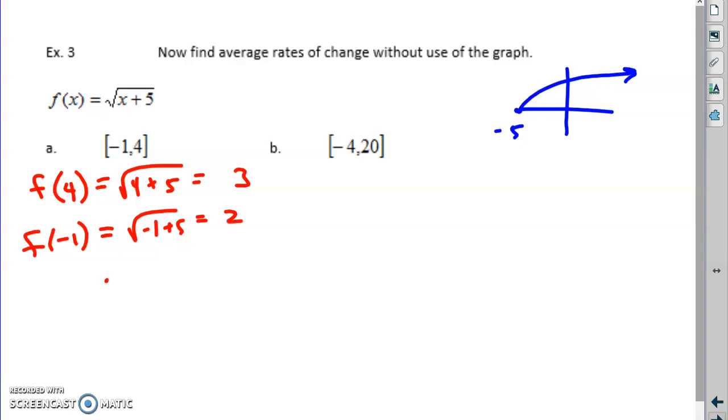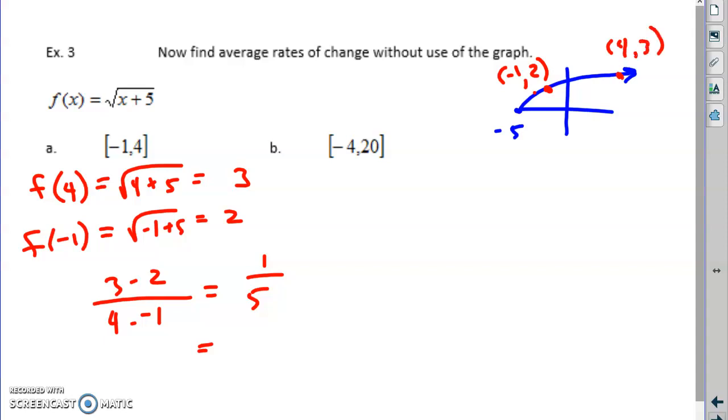So now we do change in y, 3 minus 2. Change in x, 4 minus -1. 3 minus 2 is 1. 4 plus 1 is 5. 1/5. Very gradual slope. Why? Because at -1, this point was 2, and at 4, the y value is 3. So as you can see, the slope of that line through the points -1, 2 and 4, 3 is very gradual, up 1 over 5. Perfect.